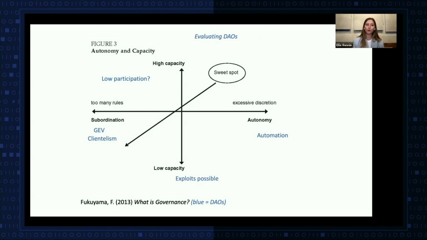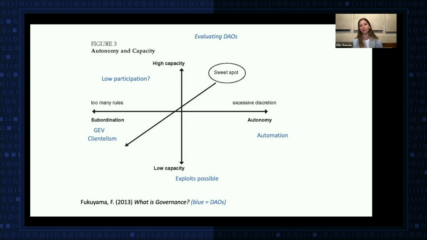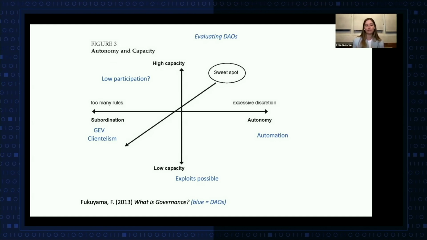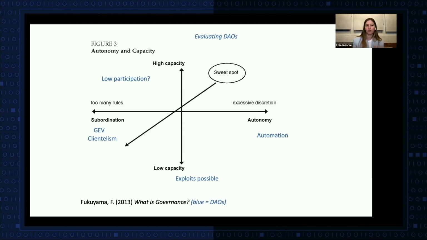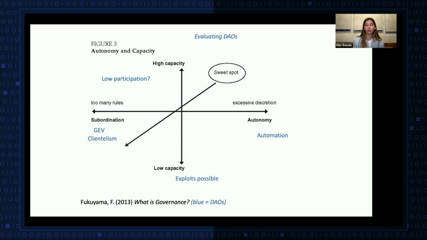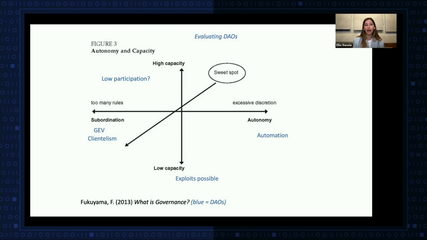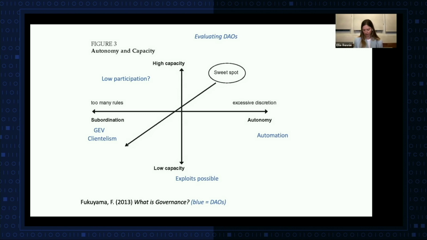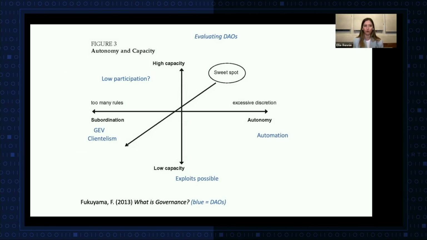And where there's too many rules and low capacity, maybe that's where you get clientelism, the kind of problems where people might be directing funds to close associates or even to themselves, and what's starting to be referred to as governance extractable value in various forms.